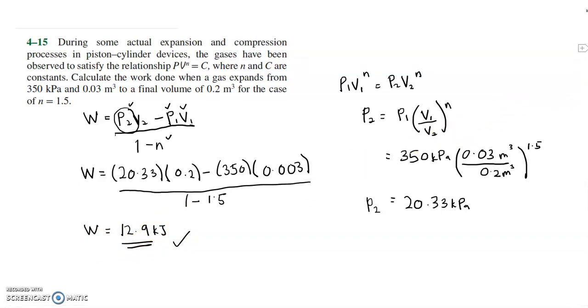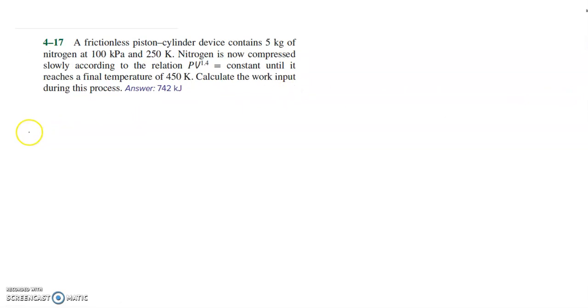Next question. 4.17. A frictionless piston cylinder device contains 5 kg of nitrogen at 100 kPa and 250 Kelvin. Nitrogen is now compressed slowly according to the relation PV^1.4 equal to constant until it reaches a final temperature of 450 K. Calculate the work input. See, work input, not work done. Okay, so your n is equal to 1.4.